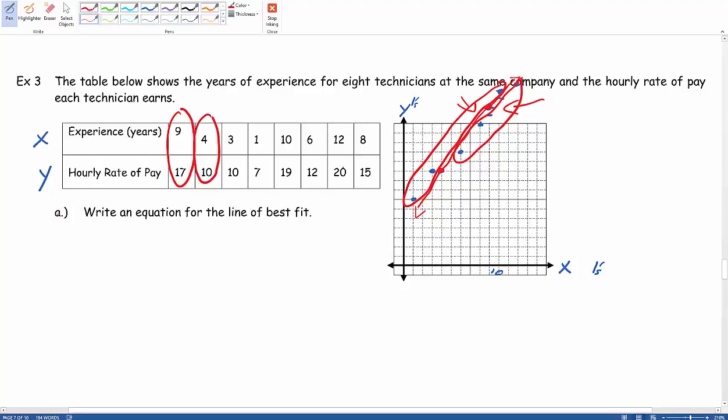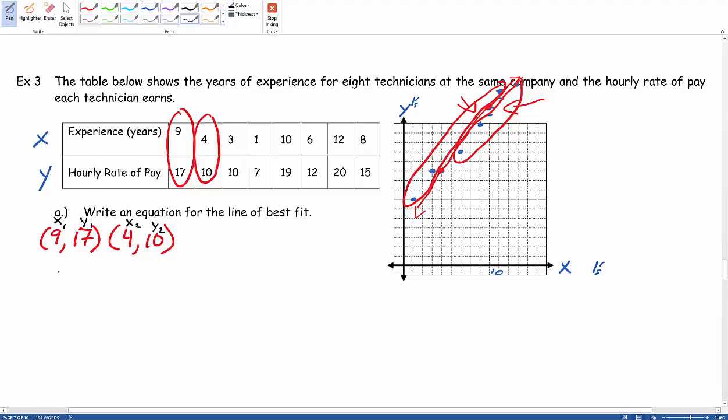Anytime we have 2 points, so we have 9, 17 and 4, 10, we're going to go ahead and find the slope of those 2 points. So here's our x1, y1, and here's our x2, y2.